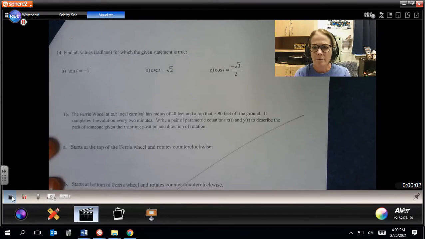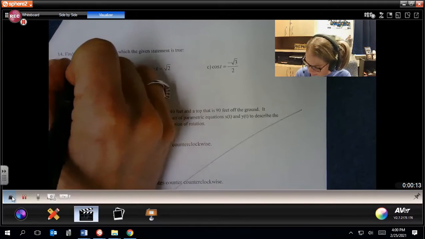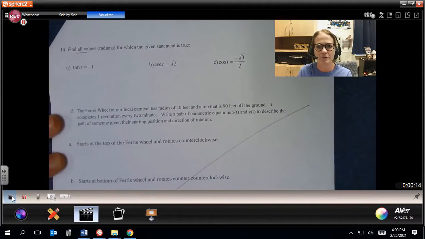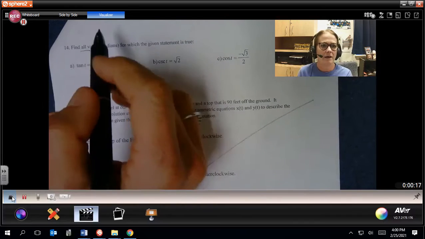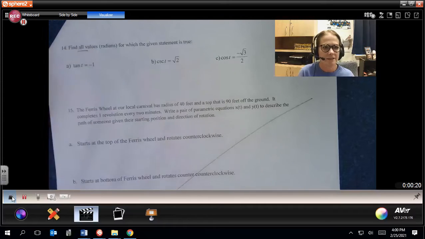All right, here we go. Page 3 of this practice test. Number 14, find all values in radians for which the given statement is true. All values. All right, so not just in an interval like 0 to 2 pi, but all of them. So basically, for what angle is the tangent equal to -1?